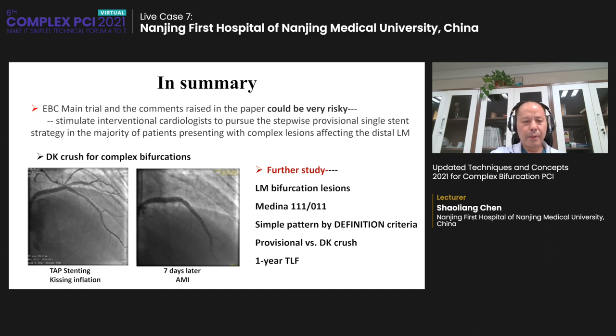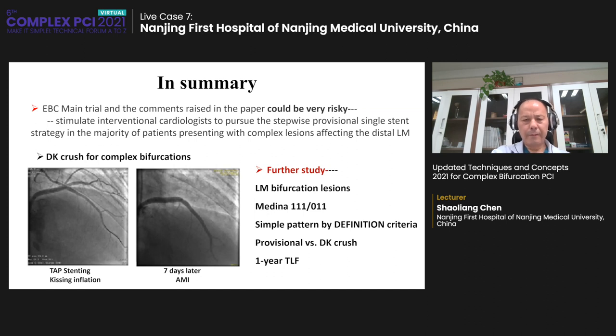Here is an example of a provisional stenting technique for a distal left main bifurcation lesion. After stenting the main vessel, there was diminished blood flow in the side branch, so we treated the side branch using the TAP technique followed by kissing and POT technique. Seven days later, the side branch was totally occluded. The patient experienced STEMI and died one month after the stent implantation.